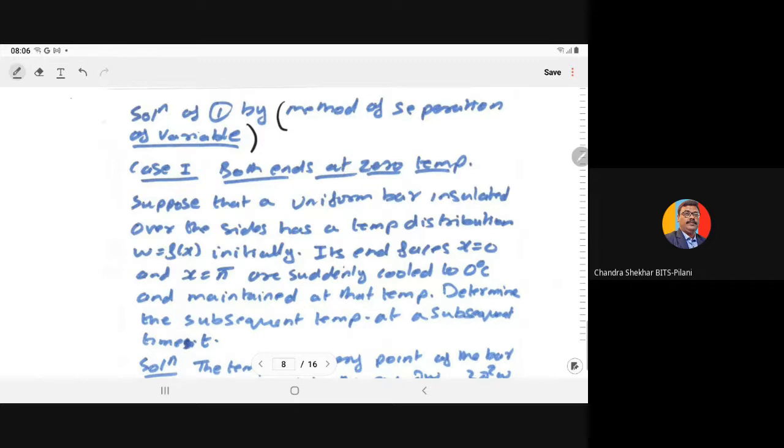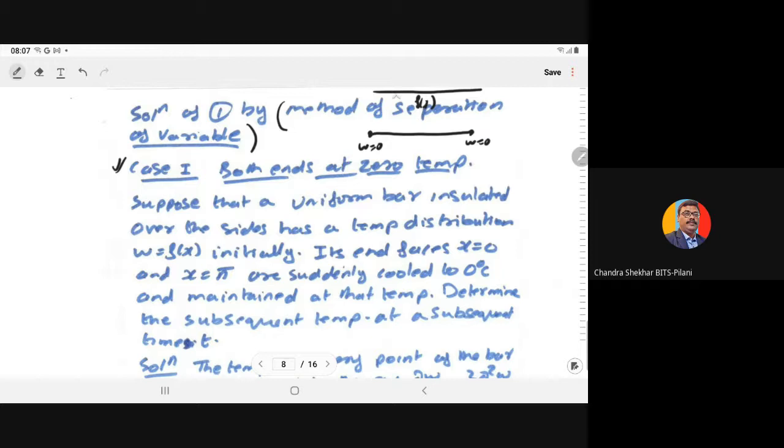For the heat equation, we have two cases. The first case is both ends at zero temperature. Here we have the rod, and at this end W is zero and at this end W is zero. So they are saying that initially the rod is at the temperature f(x).